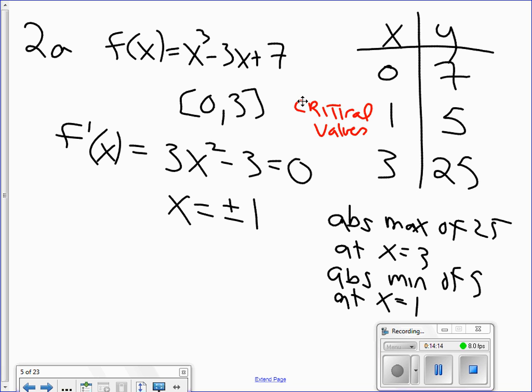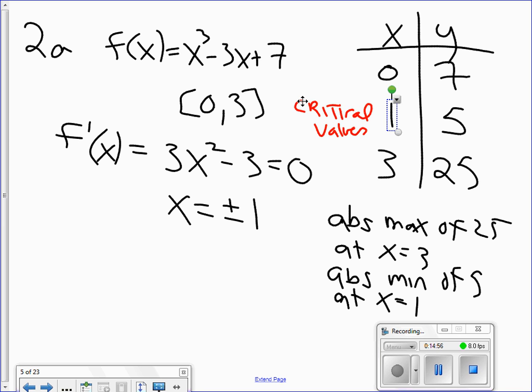So you get your derivative and get the critical values, right? In this case, since the interval for 2a was just 0 to 3, the only critical value between 0 and 3 was 1. So that's the only one I put here. And you plug each of those x values into the function. You just choose what's the greatest of these. The highest, 25, is the absolute max, and it occurs at x equals 3. What's the absolute min? It's only one of these 3 numbers, right? Absolute min is 5, and it occurs at x equals 1. That's what you have to do for 2.